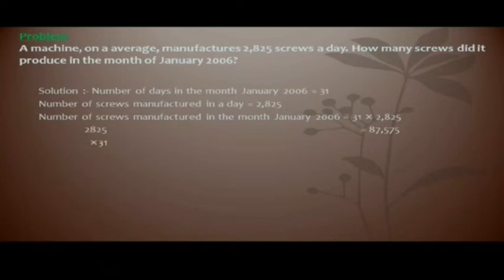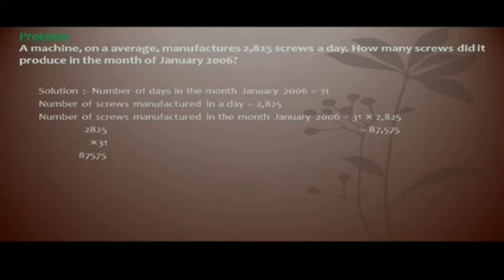Now there is a problem given here which says a machine on an average manufactures 2,825 screws a day. How many screws did it produce in the month of January 2006? Let's think for a while.